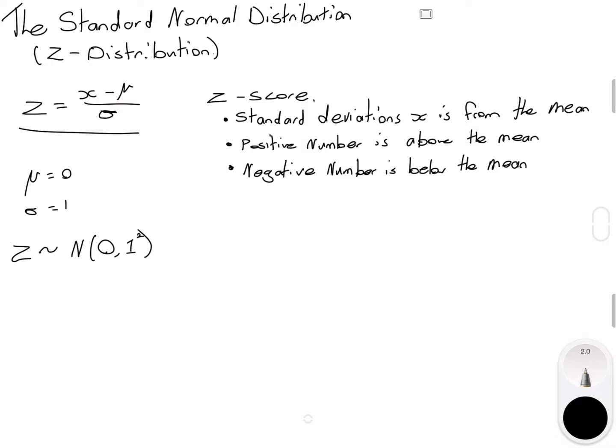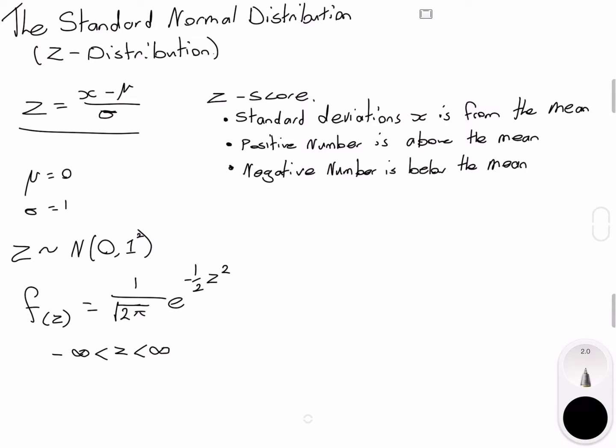The probability density function for the Z distribution, and I will get to the Z score bit in a moment. And this is for all values of Z between minus infinity and infinity. Alright, so what does this Z score mean?